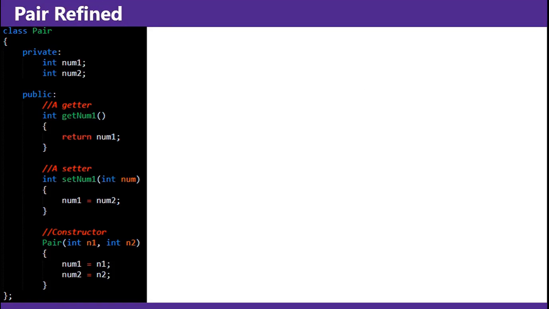Pair refined. Now it has a method getNum1 that returns num1, because num1 is private. It has a method where you can set num1, and there's a typo in that one. num1 should be set to num, which is the argument I have in the function. And then in the constructor Pair(n1, n2), you set n1 and n2 to num1 and num2.